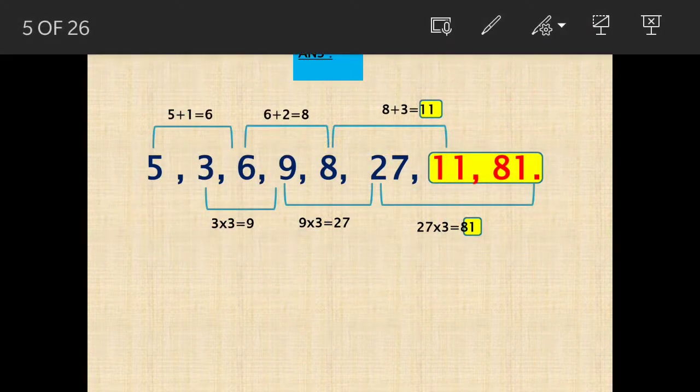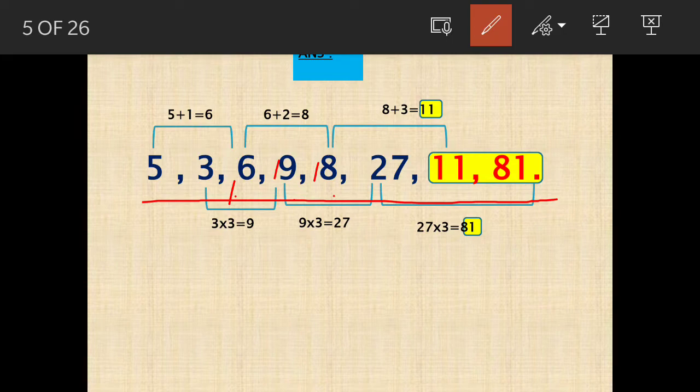Now we'll see the answer here. See the series carefully: 5 3 6 9 8. It is not in an actually fixed pattern. The difference is not constant. 5 and 3 difference is 2. 3 and 6 difference is 3. Then 6 and 9 difference is 3. 9 and 8 difference is -1.